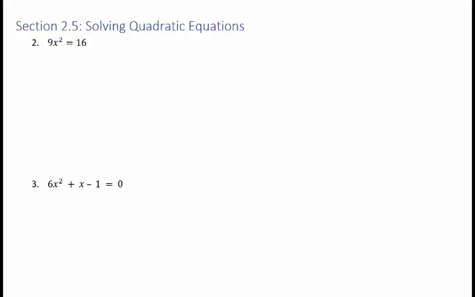Let's take a look at a few more examples of solving quadratic equations. Number 2, we want to solve the equation 9x squared equals 16. The first thing I could do is solve this using the square root property. Try to isolate x squared, and then we'll take the square root of both sides. To isolate x squared, divide each side by 9, and we're left with x squared equals 16/9, and then take the square root of each side.